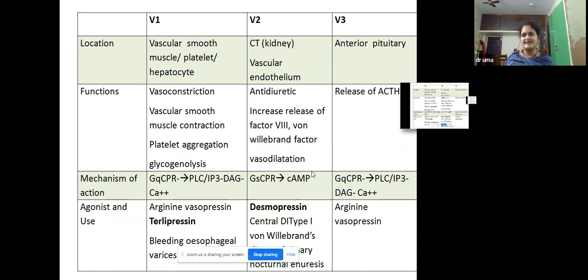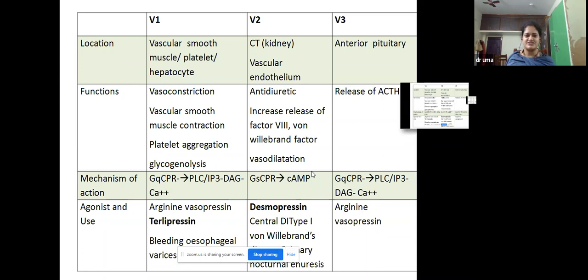V1 is concerned with vasoconstriction, vascular smooth muscle contraction, platelet aggregation, and glycogenolysis. V2 is present in the kidney and mediates the antidiuretic effect. It increases the release of factor 8 and von Willebrand factor. It also produces vasodilatation. And V3 causes the release of ACTH.